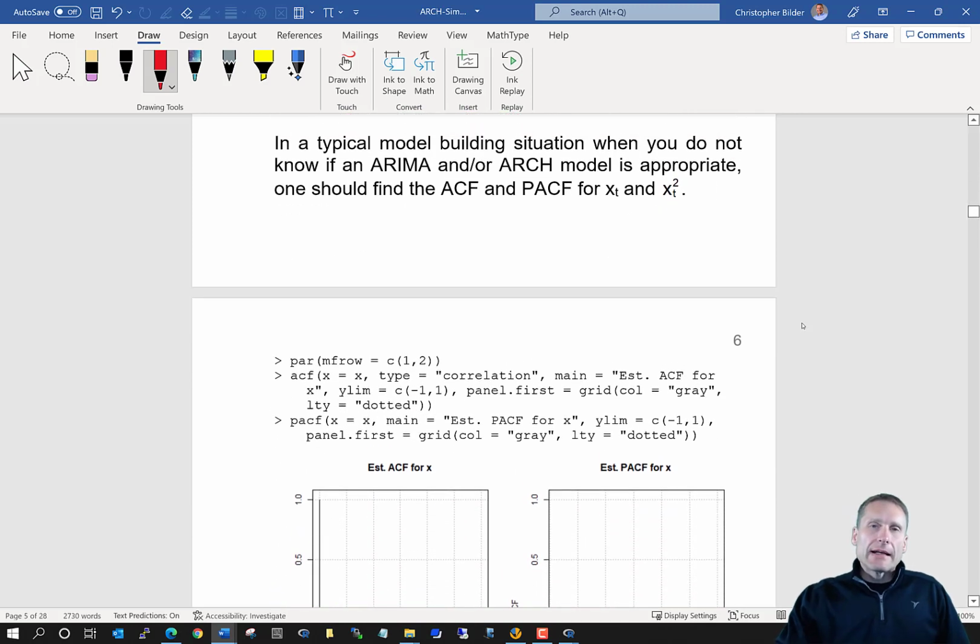Okay. Now, in a typical model building situation, you won't necessarily know going into the data that indeed an Arch model is going to be necessary. So what you would do is do an ACF plot of the x of t's. You do a PACF plot as well. And then if you're starting to suspect that indeed a Garch or an Arch model might be necessary, then you also can do an ACF and PACF plot of x t squared.